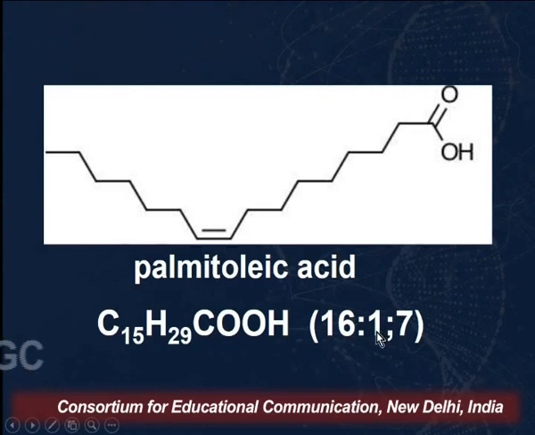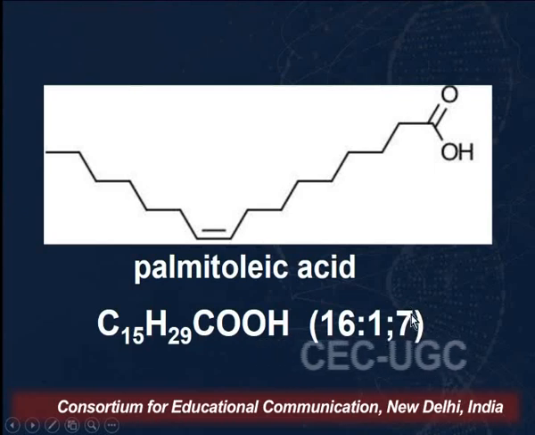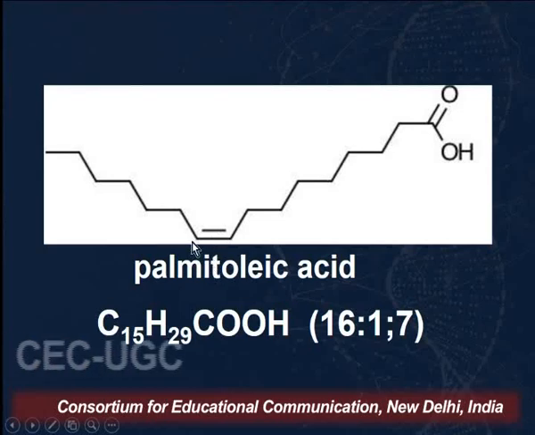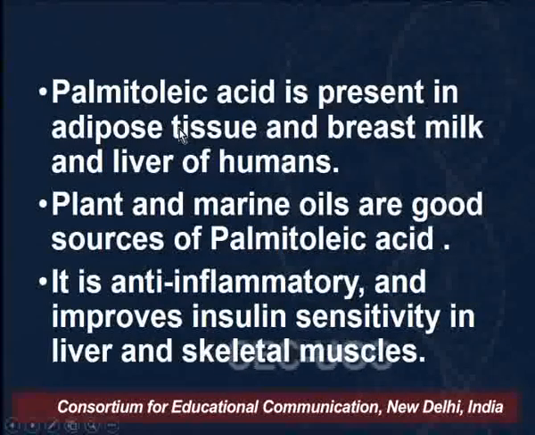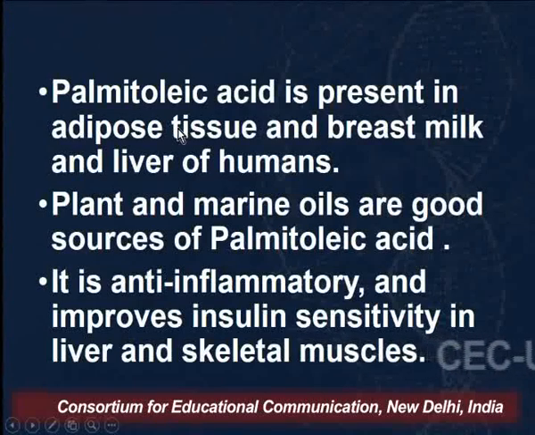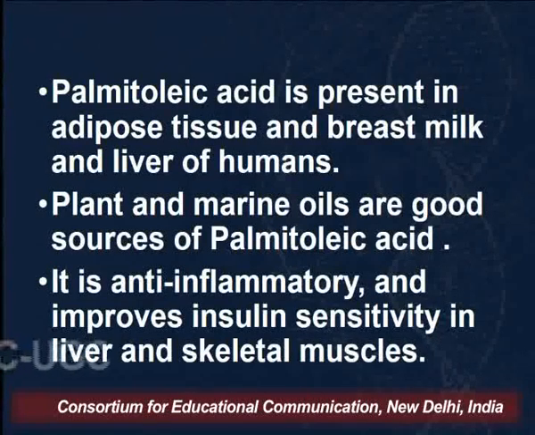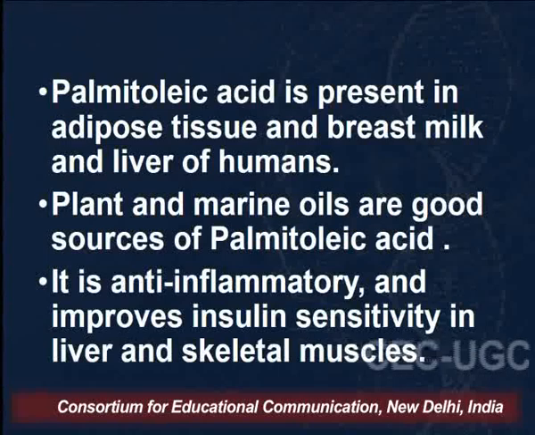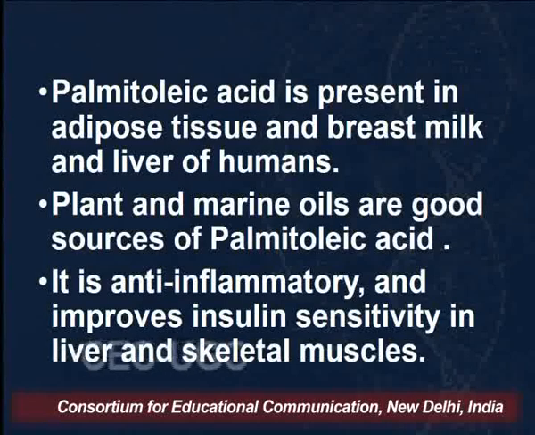It has 1 double bond, and the number of the double bond occurs at the 7th position when we start numbering from the omega end of the fatty acid. Now, what is the importance of palmitoleic acid? Palmitoleic acid is present in adipose tissue, breast milk and liver of humans. Plants and marine oils are good sources of palmitoleic acid. This palmitoleic acid is anti-inflammatory and improves insulin sensitivity in liver and skeletal muscles.